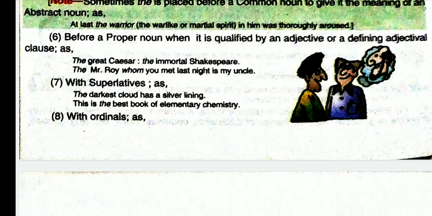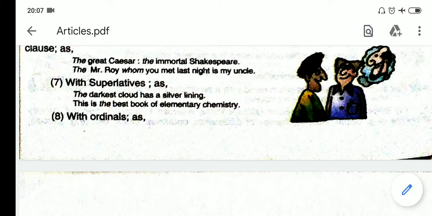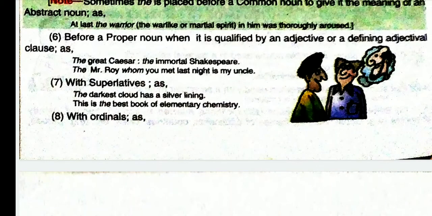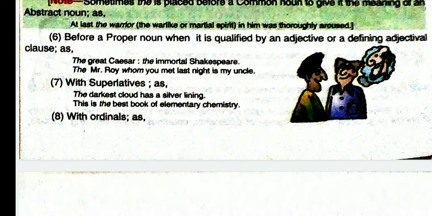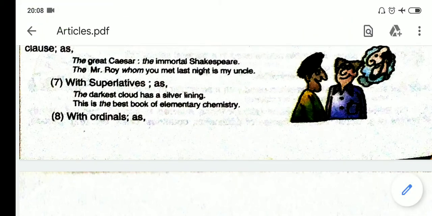Number 7, with superlatives, with the comparative degrees and superlative degrees. The darkest cloud, darkest is the superlative. Dark, darker, darkest. So before the superlative degrees, we always use the article the. The darkest cloud has a silver lining. This is the best book of elementary chemistry. So, good, better, best. Best is the superlative degree of adjective. So we use article the, definite article, before the superlative degrees. This is another use of article the.